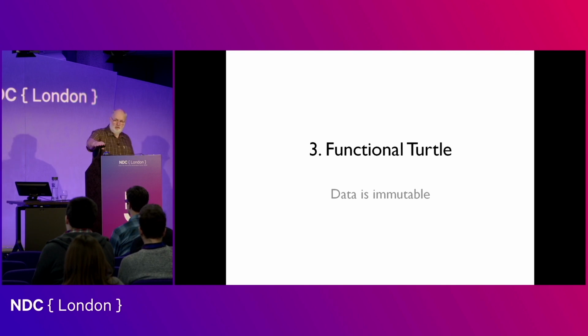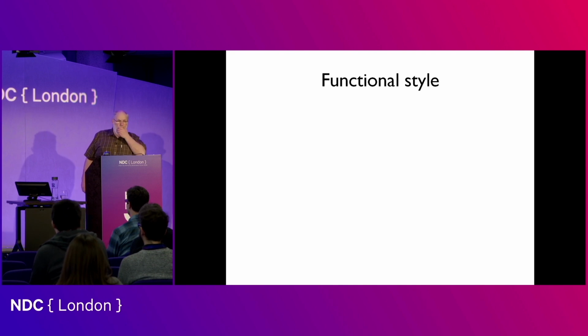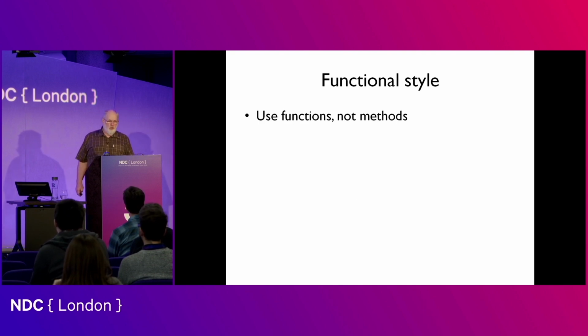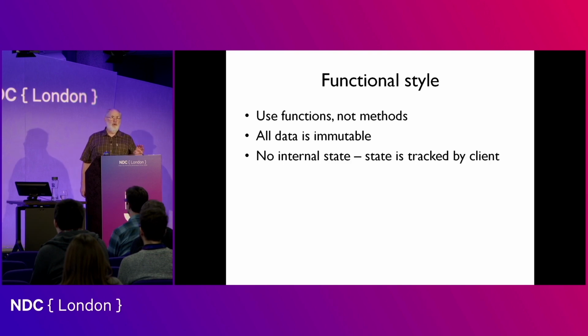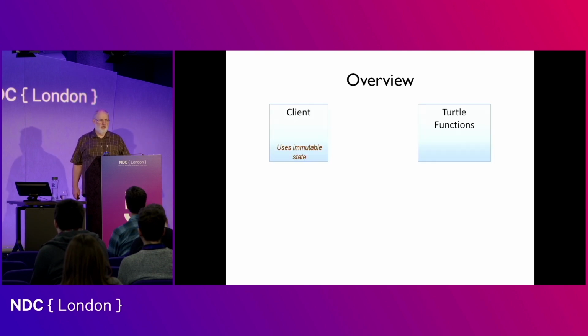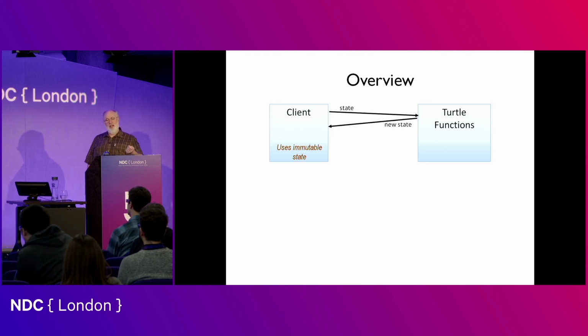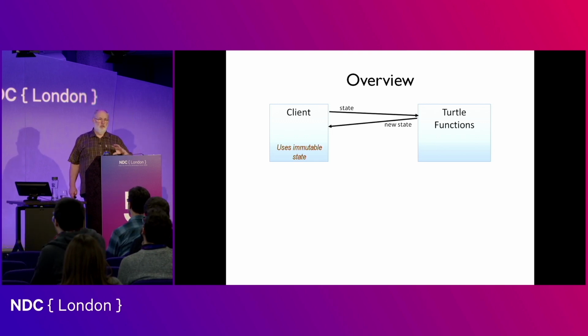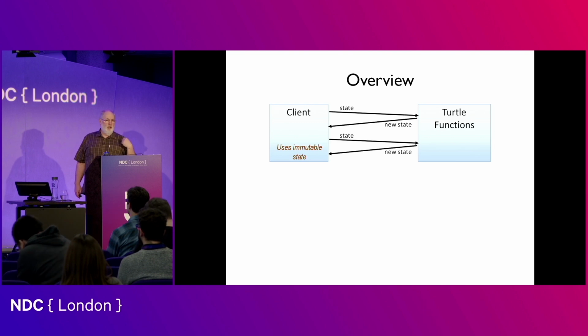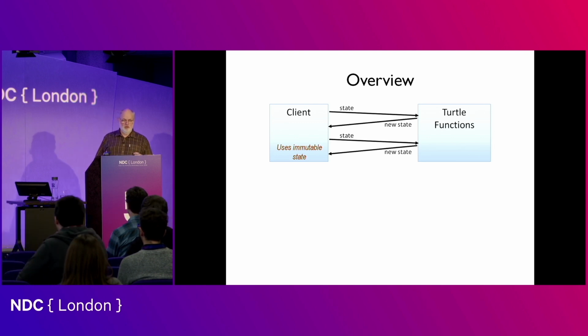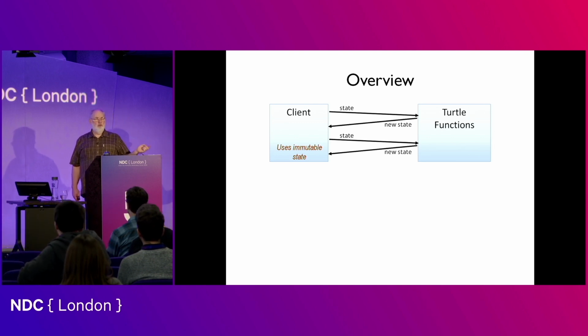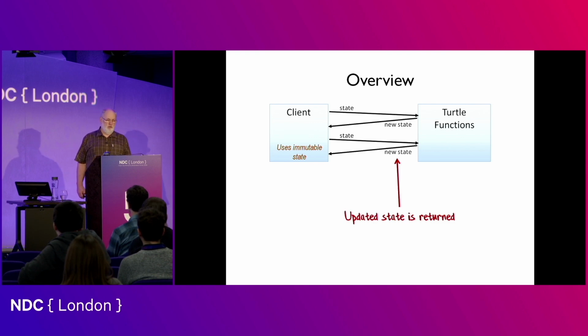Right, functional turtle. Whoops, I didn't ring the bell. Functional turtle. So in functional turtles, things are immutable. And in functional programming, everything's a function. There's no methods. All the data is immutable, and there's no internal state. So you, as the client of the thing, have to keep track of the state, which can be good and bad, as we'll see. So as a client, I call the turtle function, and it gives me back the new state. It gives me back where it's moved to and what the new angle is. And then I use that state and I pass it in, and it gives me back some new state. So there's this back and forth between me as the client having to keep track of what the state is.